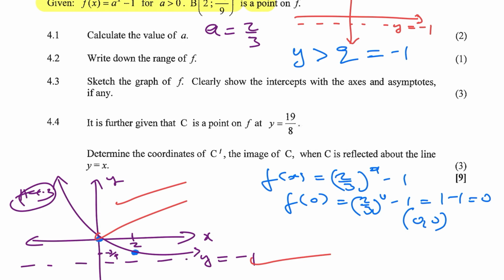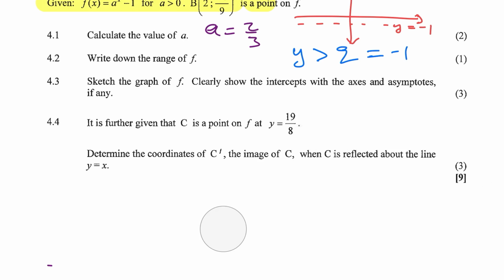So 4.4, it is further given that C is a point of f where y is equal to 19 over 8. Determine the coordinates of C prime, which is the image of C, where C is reflected about the line y is equal to x. Okay, so we're not going to need this, so we're just going to jump into it. Let me remind you that f of x is equal to, we know our a is 2 over 3 to the power x minus 1. Okay, so now let's answer 4.4.